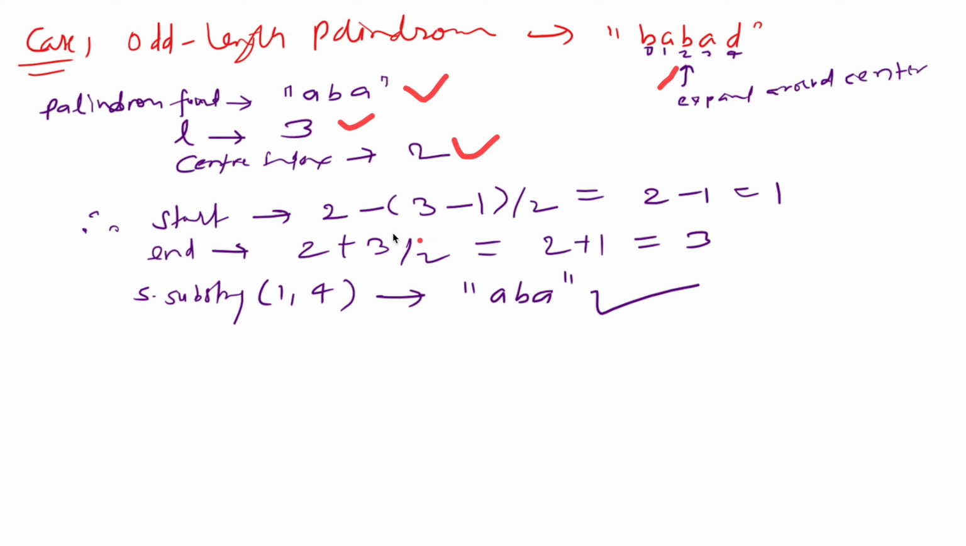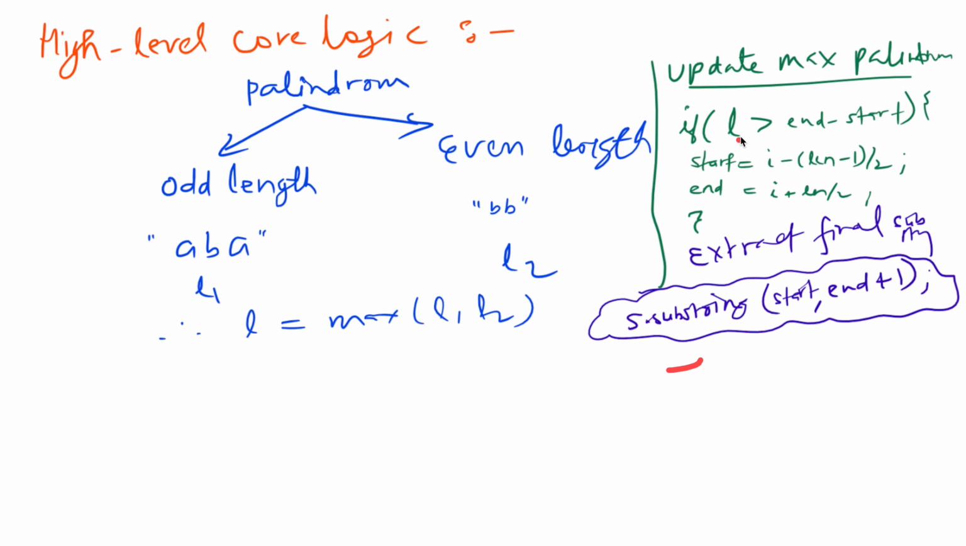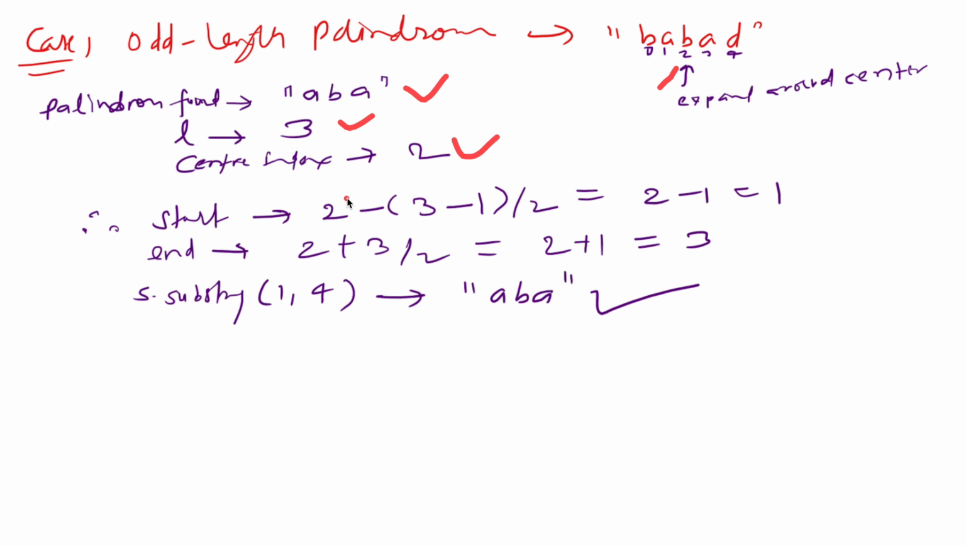So if you apply the formula that we are talking about, start will be i minus (length minus 1) by 2, and end will be i plus length by 2, right? Here i is nothing but our center index. So we take center index minus (3 minus 1) by 2, that is length minus 1 by 2, and you will get 1. Similarly, if you find 2 plus 3 by 2, you will get 3, correct? You just have to put in the formula, and you will get the start and end point, right?